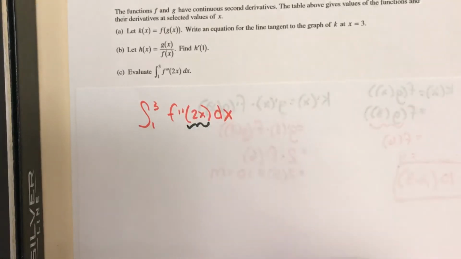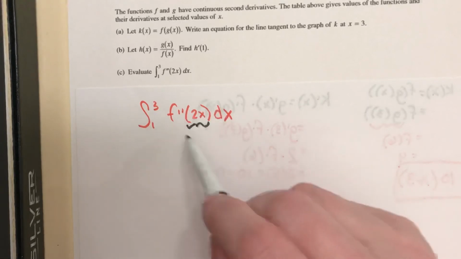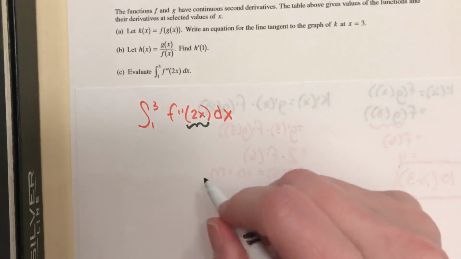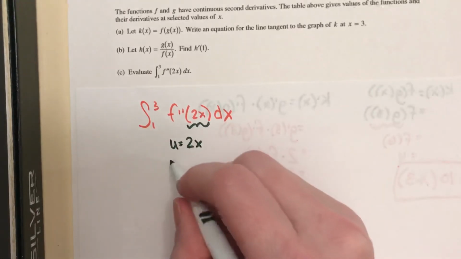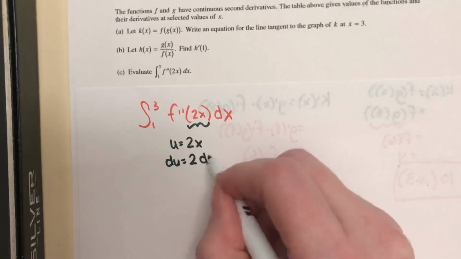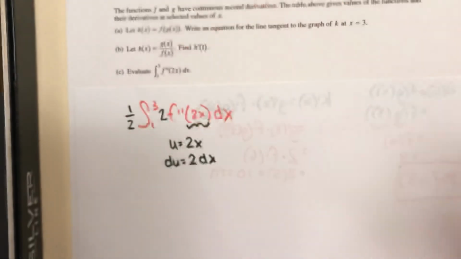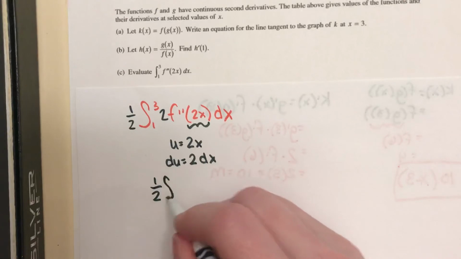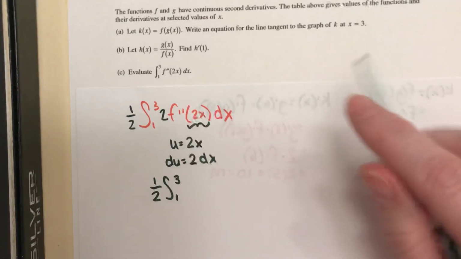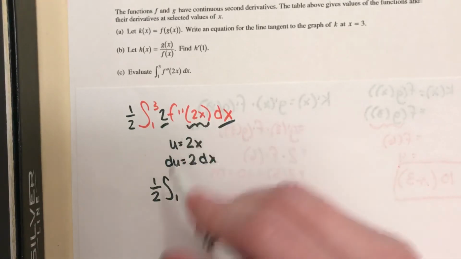And anytime we need to take the integral of an inside part, we have to use u substitution. So that might be a tricky part of this question, not recognizing that because it has an inside part, you have to use u substitution. So I'm going to set u equal to the inside, which is 2x. Find du, which is 2 dx. And I'm going to put in that 2. I don't have that, so I take out a 1/2. So I'm going to rewrite it now. This is 1/2 times the integral from 1 to 3. The 2 and the dx become du. And then we have f double prime of u.